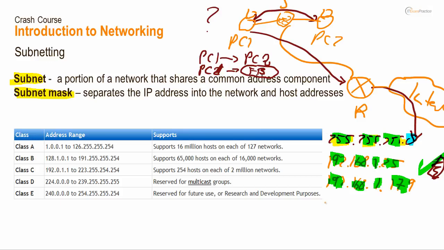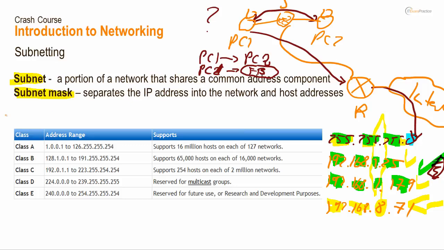What if I added 192.168.8.71? Now, we know the first 3 octets have to match. 192.168, and then it's 8. That's not good. They don't match. This IP address is not on the same subnet as the first 2 IP addresses.